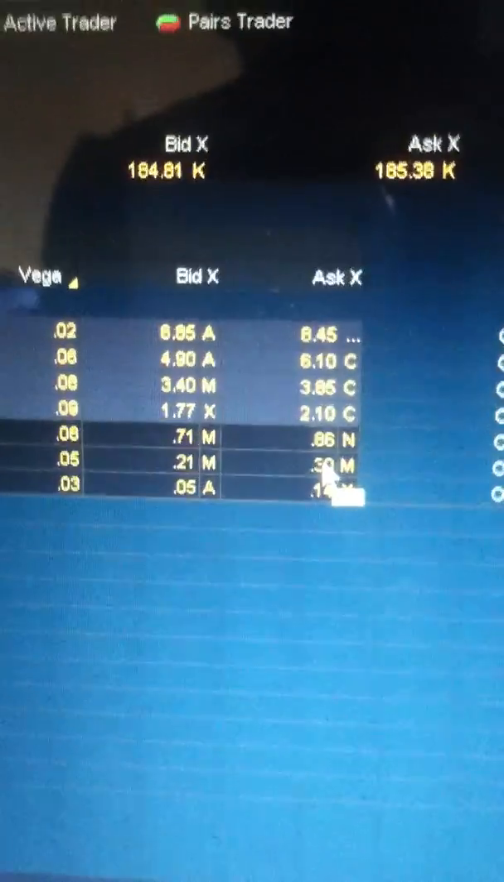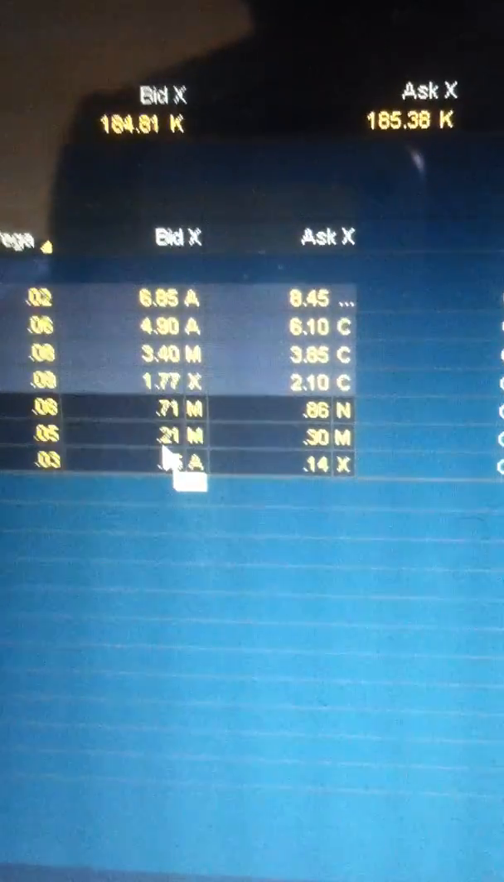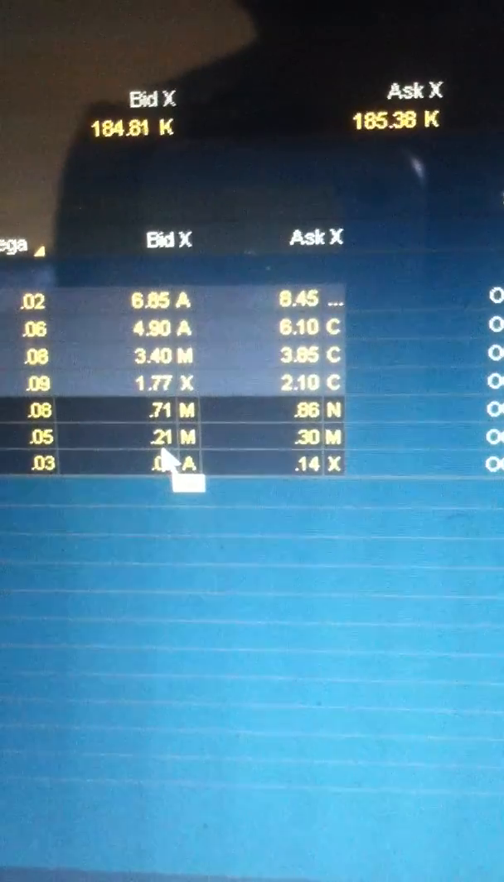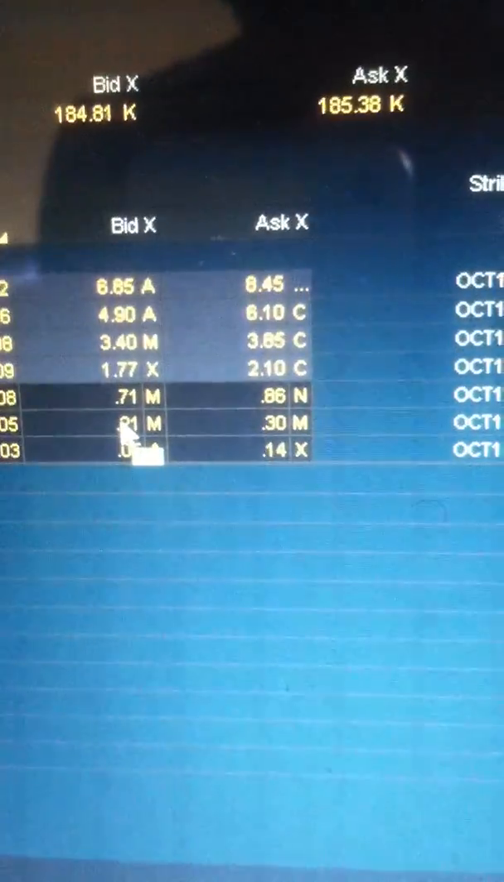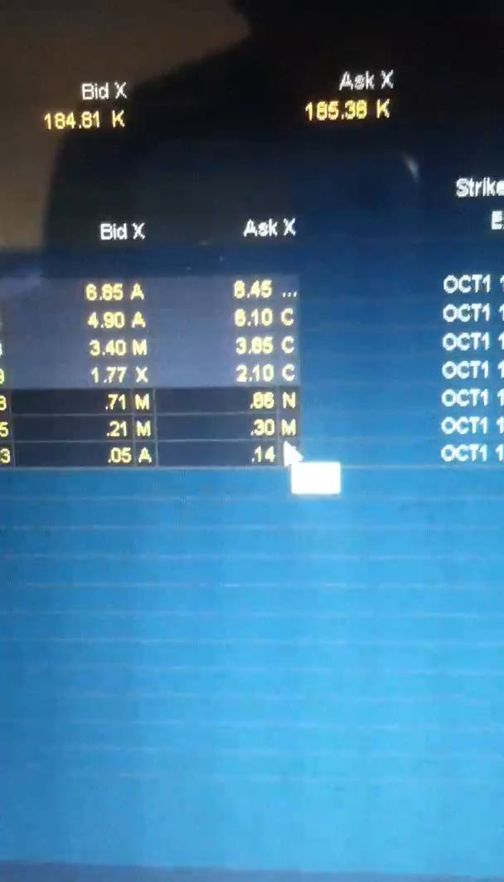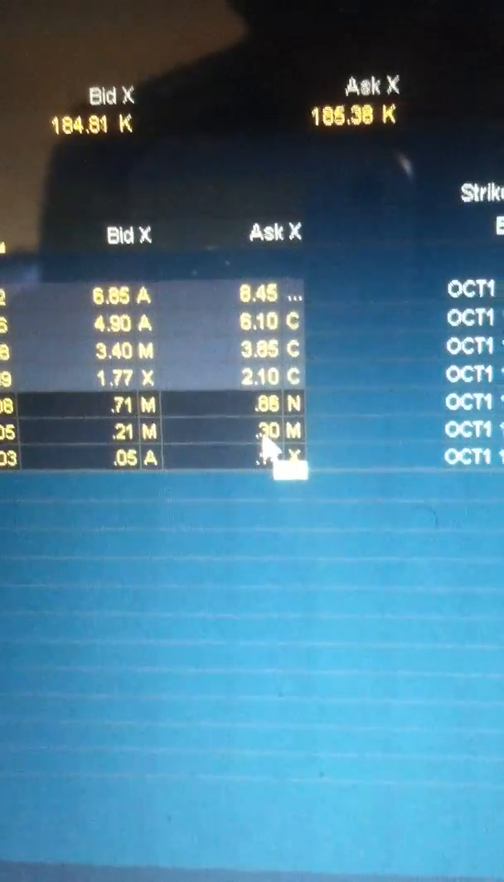Ask. This is what you click if you want to be buying the option contract you purchase. Again, some of you don't know what this means. A 21 cents if you're buying 100 contracts, that's $210. Again, this is $300, 30 cents a contract.